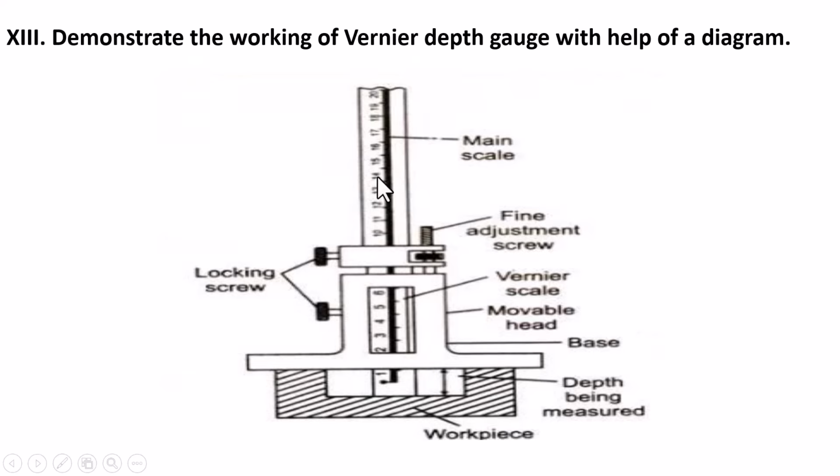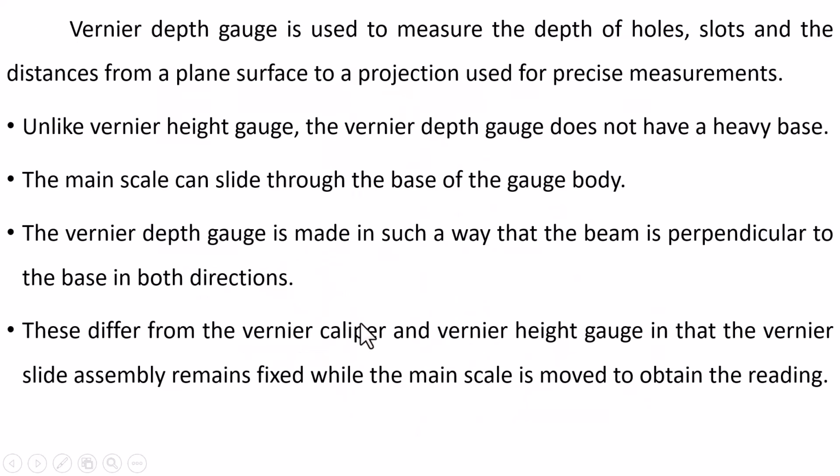The working principle is the same as that of a vernier caliper or a vernier height gauge, but the moving parts are different. In the case of a vernier caliper, the main scale is fixed and we move the vernier scale. In a similar manner in the vernier height gauge also. But in the case of a vernier depth gauge, we are moving the main scale, but the vernier scale is fixed.